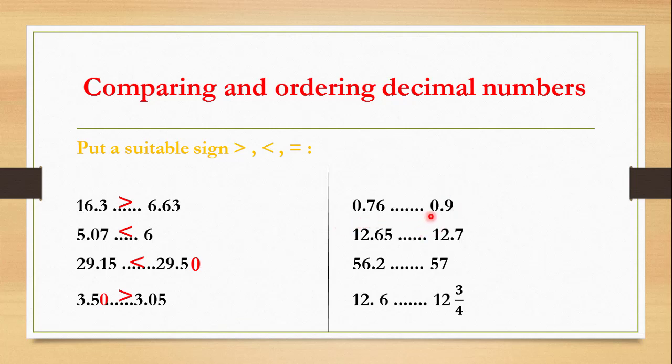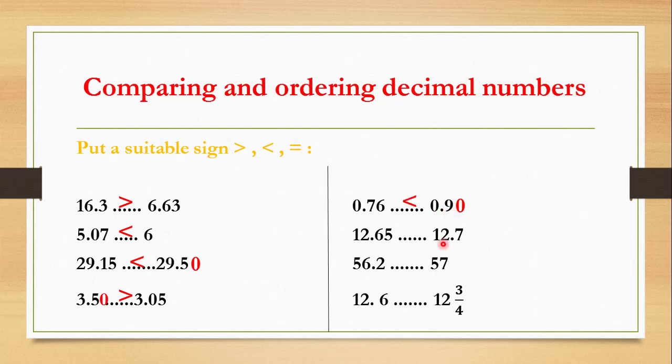0.676 and 0.9. Okay, the whole number here is 0. The whole number here is also 0. Okay, let's move to the decimal part. Here we have two decimal places. Here we have only one decimal place. So what? Yes, add 0 to the right. Now we have 76 and 90. Of course, 76 is less than 90.